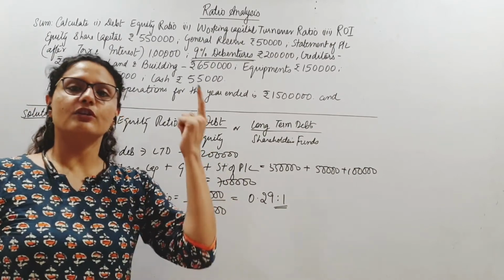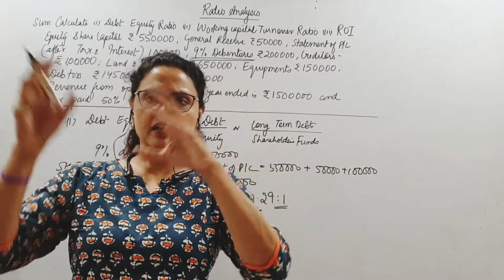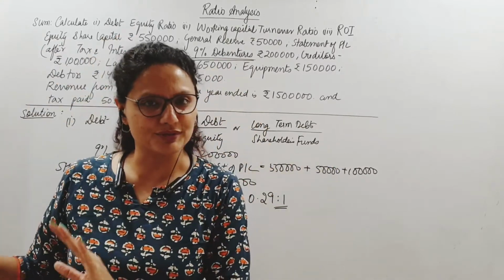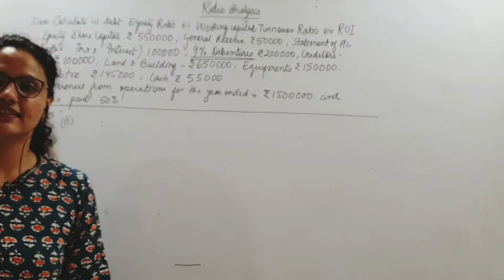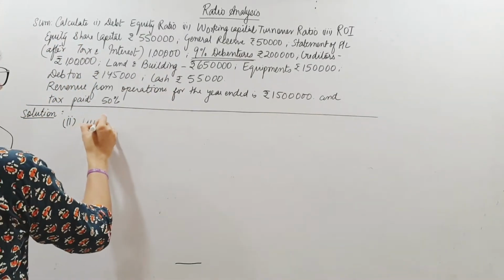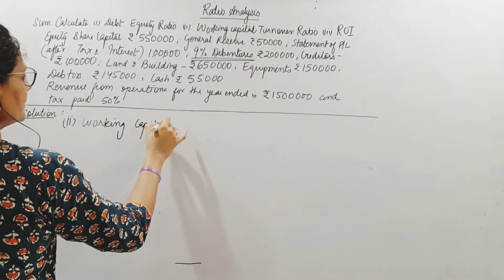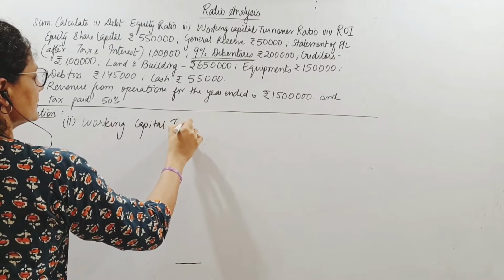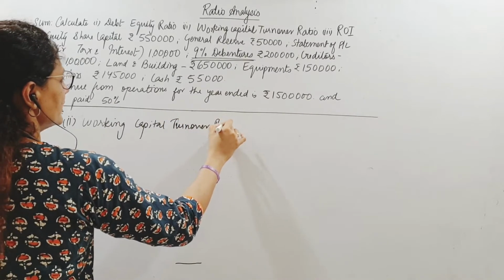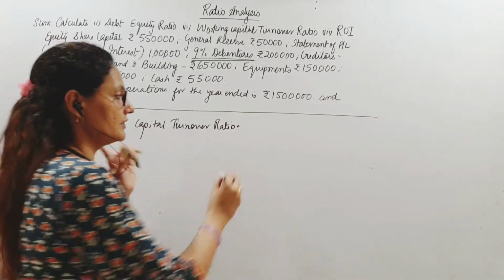Correct? Now let's move on to the second ratio. We'll do the same thing. Second ratio, we will put the formula and we will quickly pick up. Okay, this is what I need, leave everything else. Ratio 2, working capital turnover ratio. What is the formula? Tell me. Working capital, you remember?